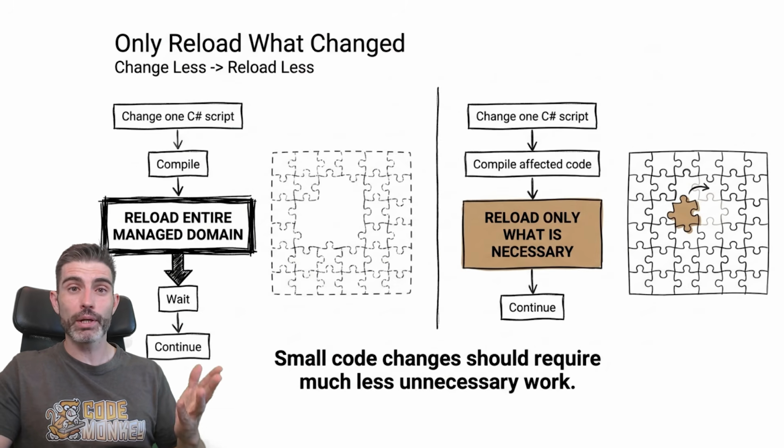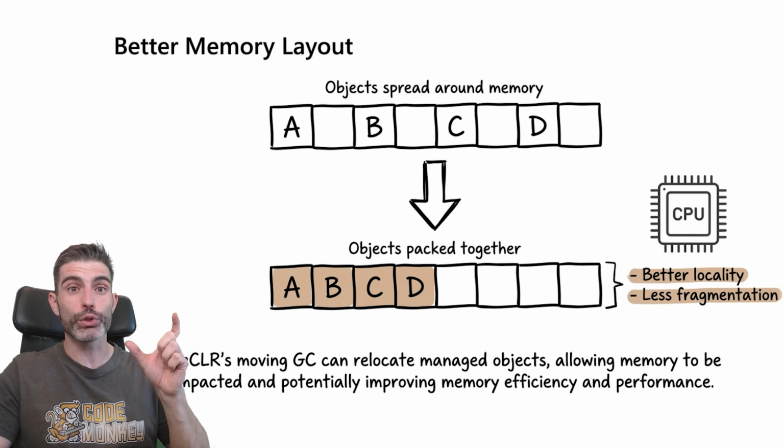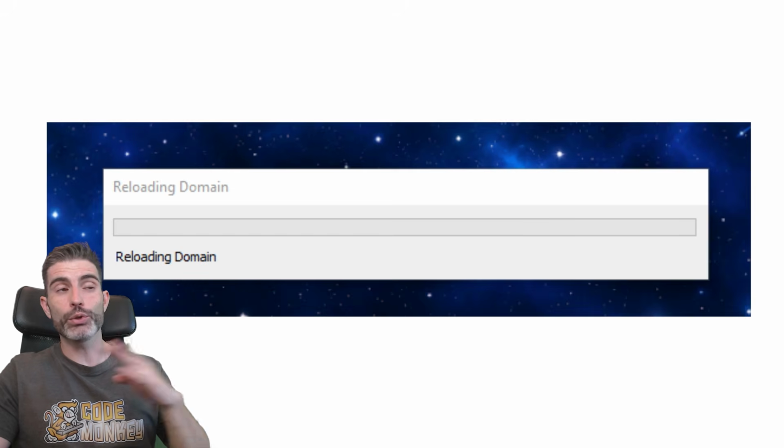So these are the main awesome benefits that we're going to get with Unity 7: the code only recompiles what is necessary, the memory is more packed together, which should hopefully be a little bit more performant, and domain reloads, those are basically going away.